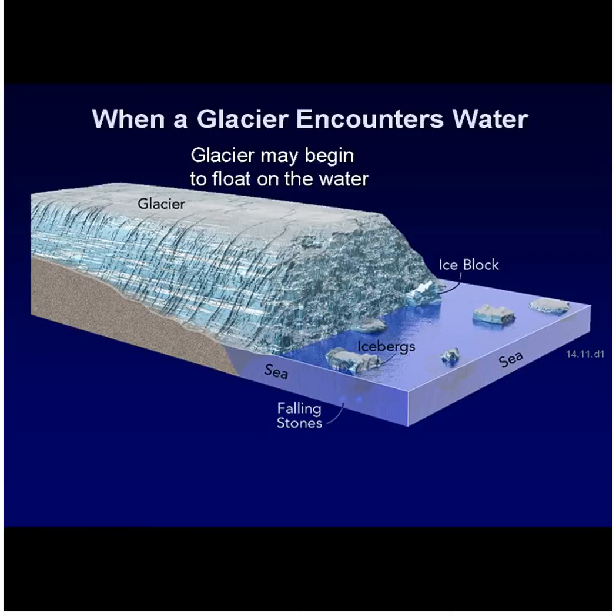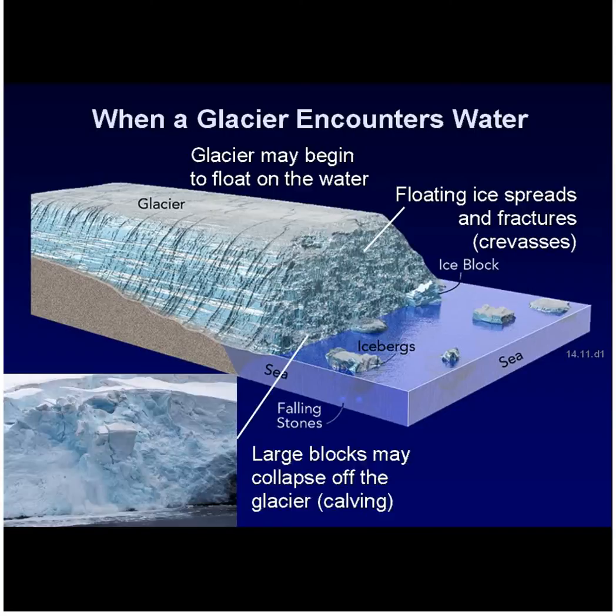So the glacier may begin to float on water, and the floating ice spreads out, moves faster, and fractures. And this in turn begins this process of calving, of the collapse of large blocks of ice from the front of the glacier, which then move out as icebergs. So this is how we produce bergs, our iceberg factory, if you like.